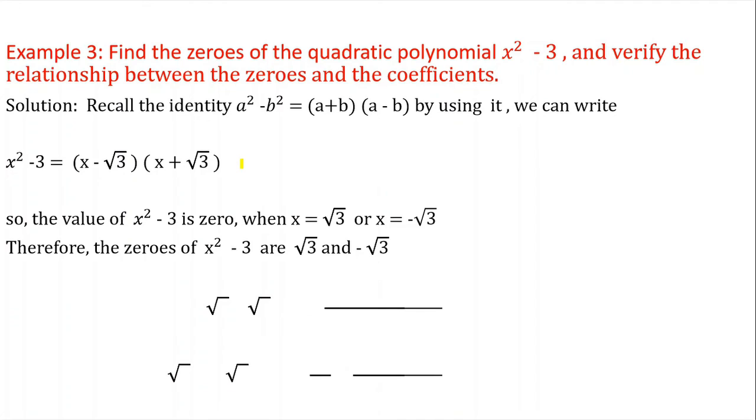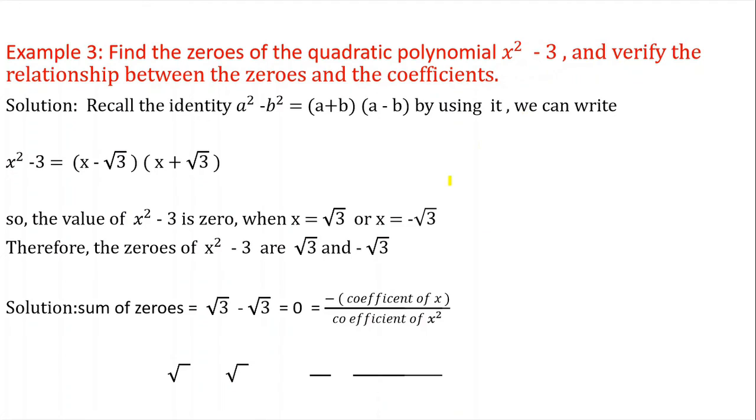Now if you want to find the relationship between the zeros and the coefficients, we know that the sum of the zeros is equal to root 3 plus minus root 3, which is equal to 0. In the equation, when compared to the standard form ax square plus bx plus c, we get the value of a is equal to 1, b is equal to 0 and c is equal to minus 3.